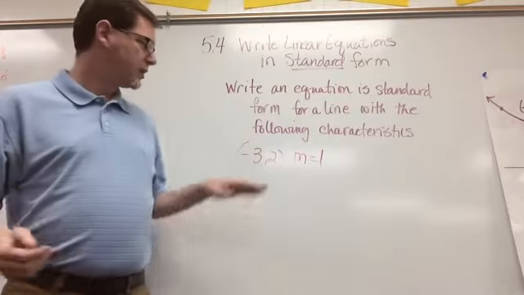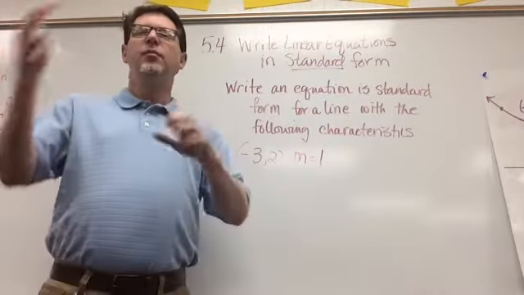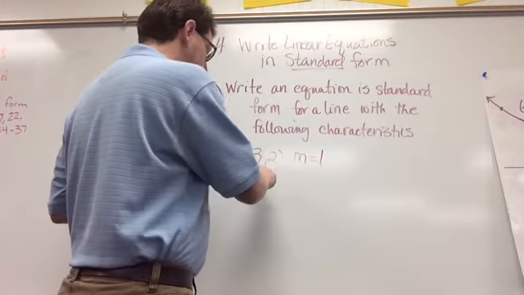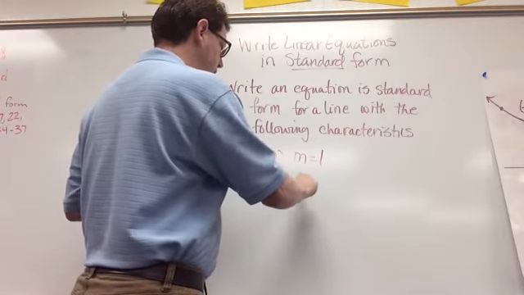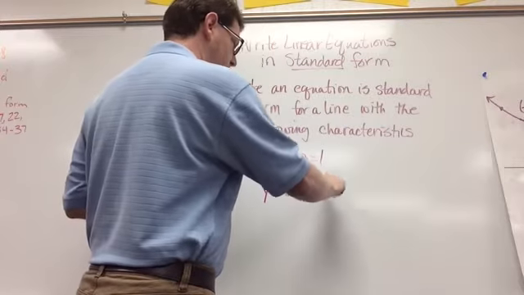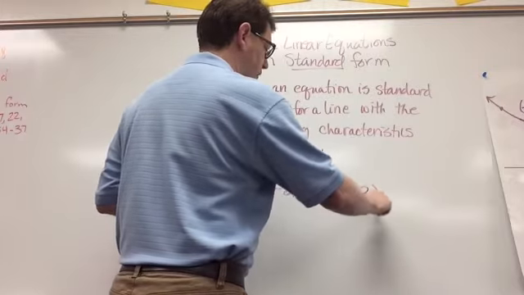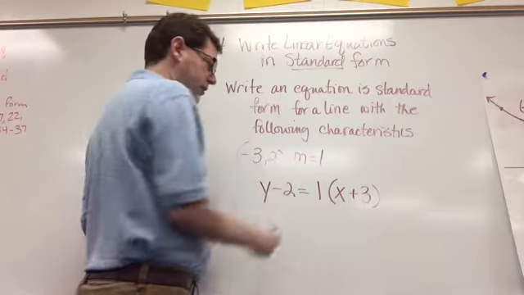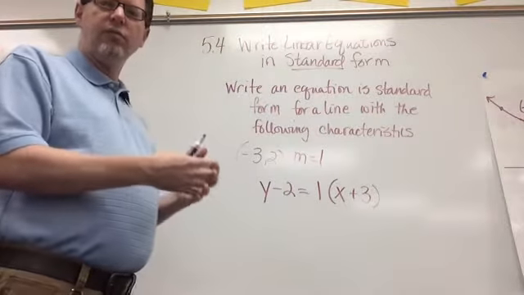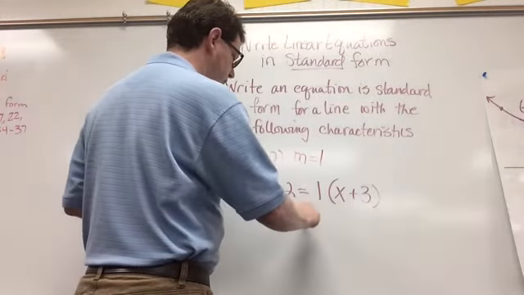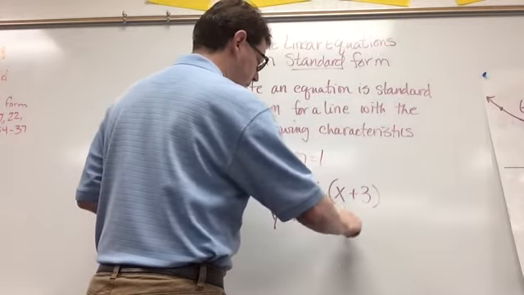So I know a point and I know a slope, so probably I want to start with point-slope form of the equation. I can put this in point-slope form, manipulate a few things, and then put it in standard form. So I would do y minus 2 equals m, which is 1, times the quantity of x plus 3, because remember it's minus -3 and that's plus 3. So now I'm going to get x and y on the same side of the equation. So y minus 2 equals x plus 3.